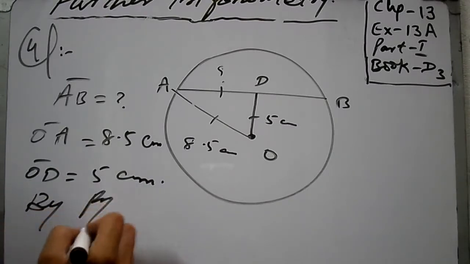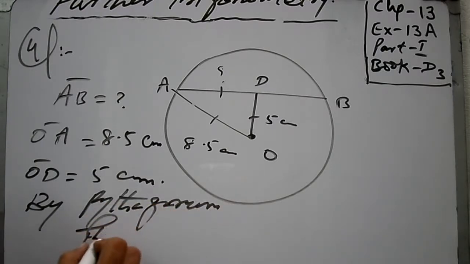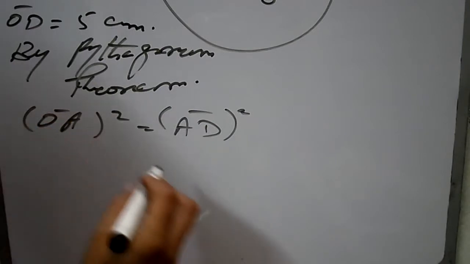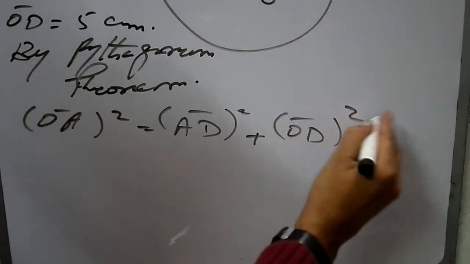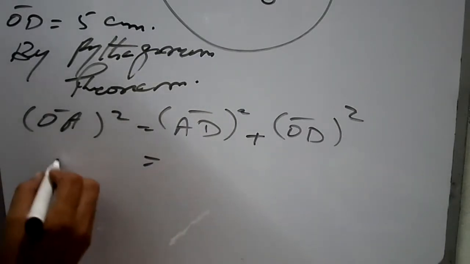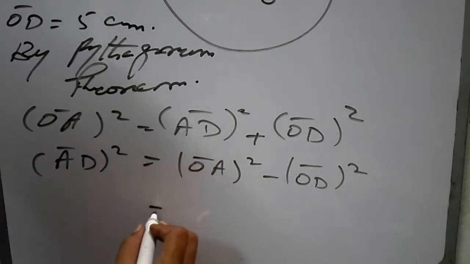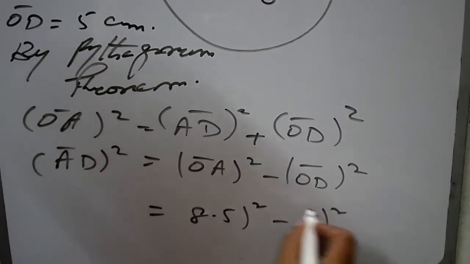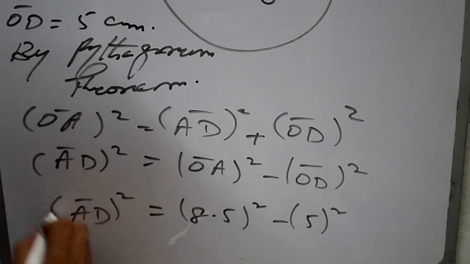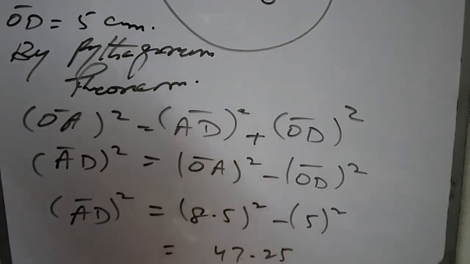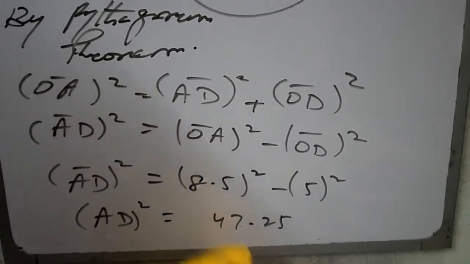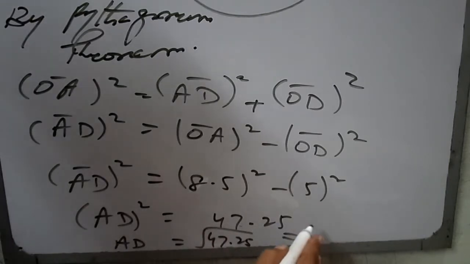So by Pythagoras theorem, OA squared is equal to AD squared plus OD squared, so we need the value of AD. Putting the values after simplification, we will get AD squared equal to 47.25. So the value of AD is equal to root of 47.25. So the value of AD is 6.87 centimeters.